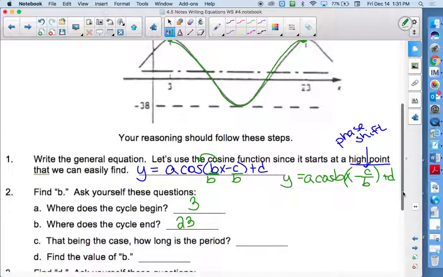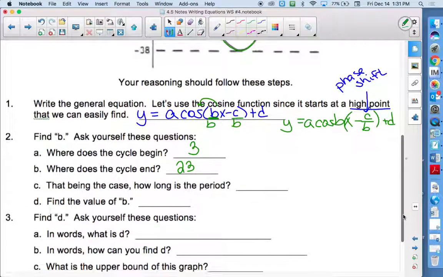Eris, if one starts at 3 and it ends at 23, the period would be? 20. So the distance from the first to the last point, you have 20 spaces in between, 20 units in between. We're going to use this number to find b. This is your period, but how can we find the b value using 20?